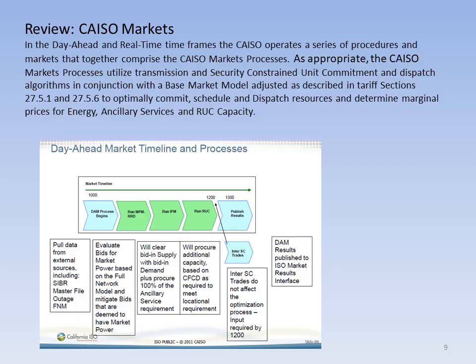In the day-ahead and real-time time frames, the CAL-ISO operates a series of procedures and markets that together comprise the CAL-ISO markets processes. As appropriate, the CAL-ISO markets processes utilize transmission and security constrained unit commitment and dispatch algorithms, in conjunction with a base market model adjusted as described in tariff sections 27.5.1 and 27.5.6, to optimally commit, schedule and dispatch resources, and determine marginal prices for energy, ancillary services and RUC capacity.